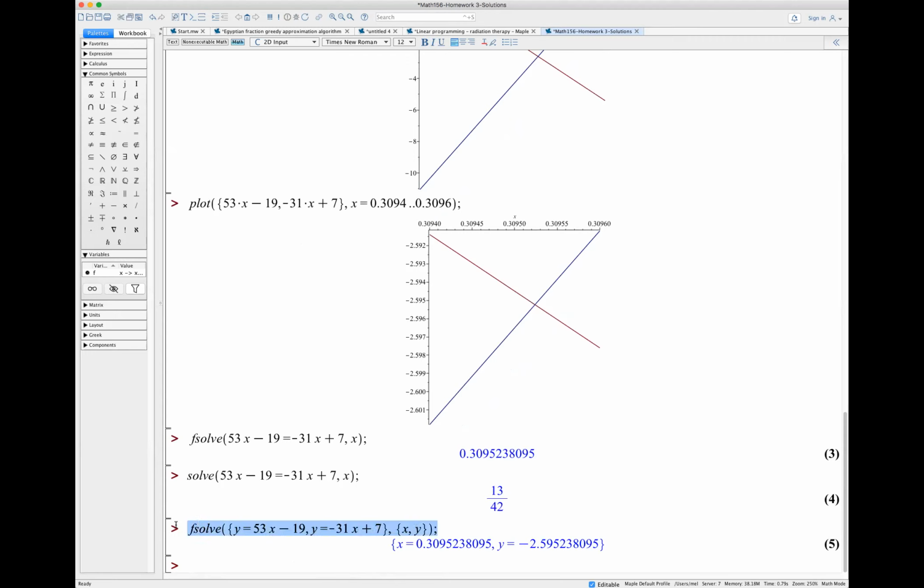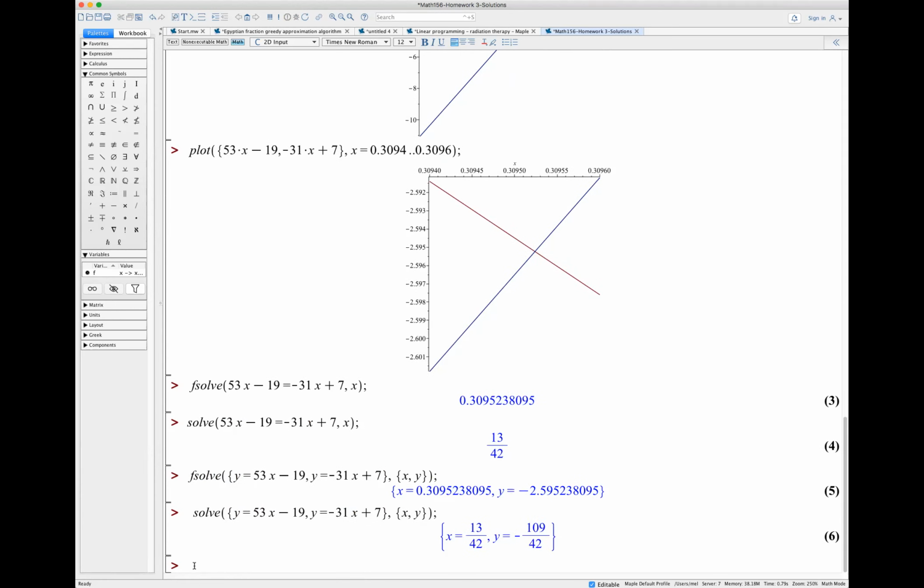And if we want to find the solutions as rational numbers or fractions, use solve instead of fsolve. This doesn't always work, but because the coefficients of the equations are integers, there we are. Those are where the 2 lines intersect. That's problem 2.